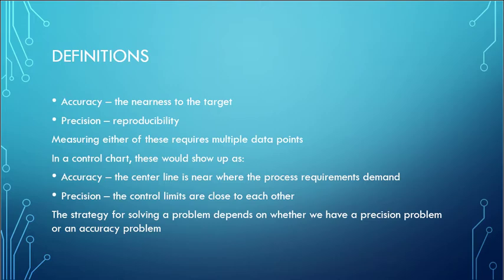We are accurate if the center line of our control chart is near where the process requirements demand that the average be. And precision is a measure of how far apart the control limits are. So the closer they are, the more precise our process is. And it's important to recognize that when we see either a problem with accuracy or a problem with precision, the way that we go about trying to address the problem is going to depend on which of those types of errors we have.